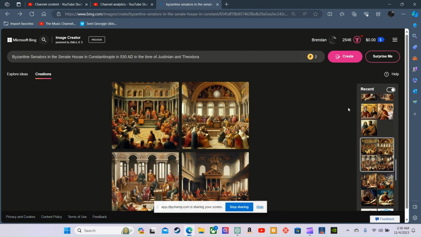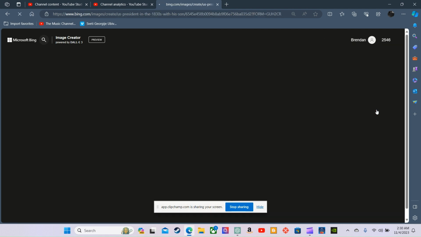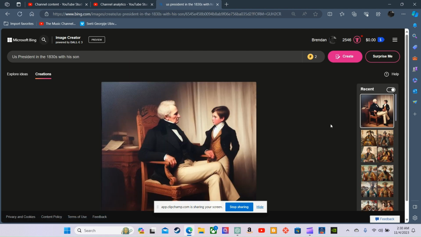But overall, what I think we can learn from looking at this tool is that AI art is here to stay, and that the Bing image creator is a definitely very important tool in the tool set of any artist and anybody who's looking to beautify their websites.